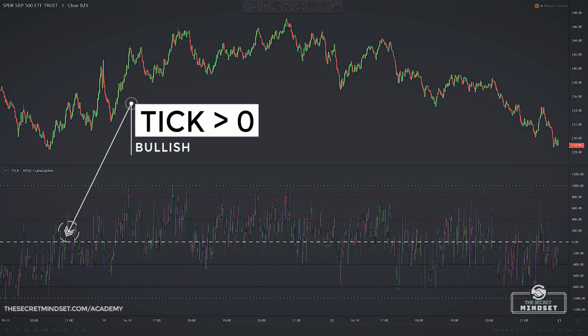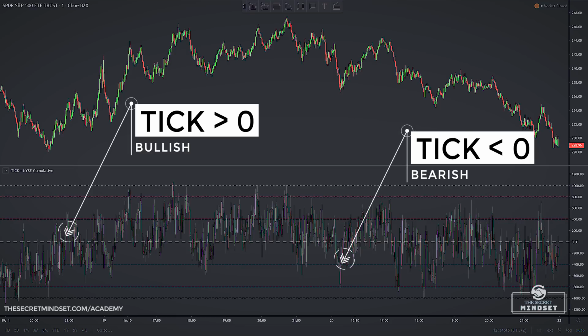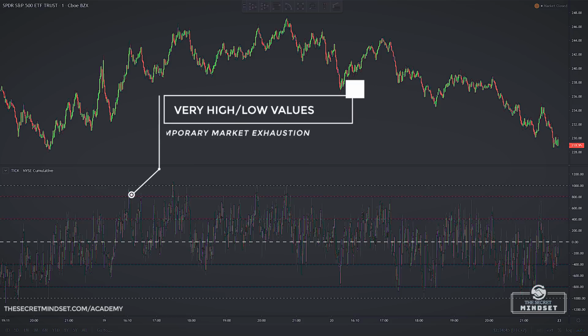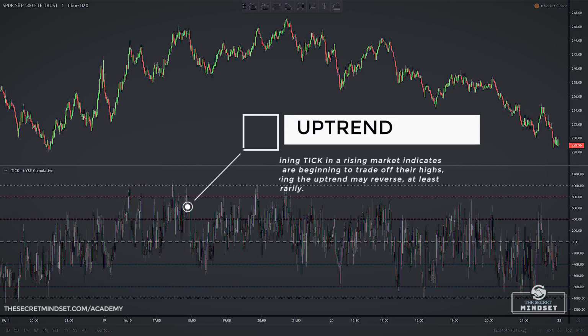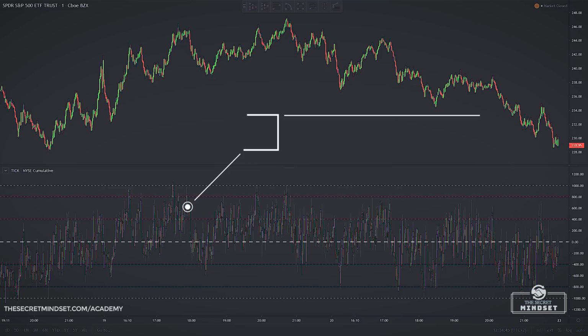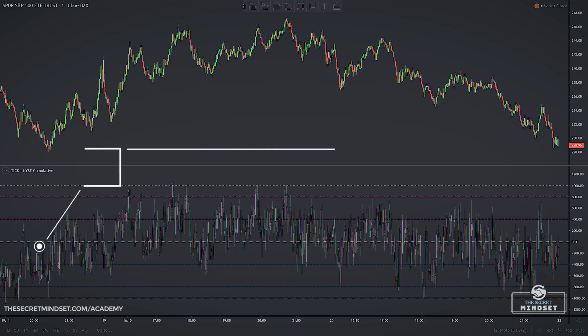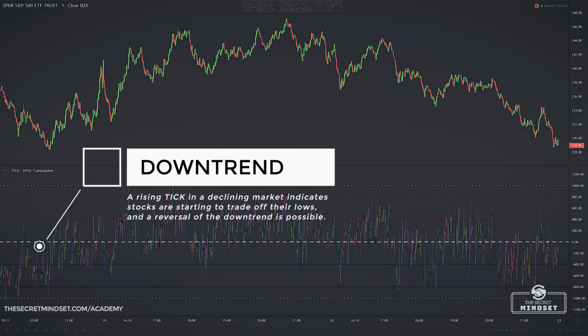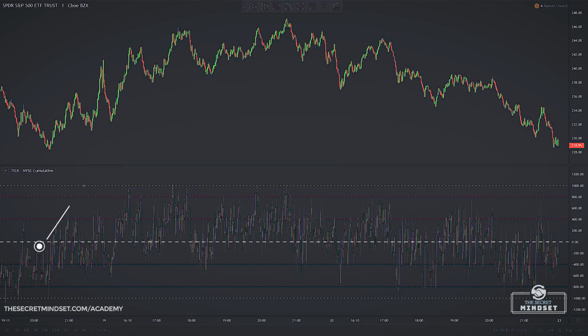Positive, rising tick readings are a bullish signal. The opposite is true for a negative, declining tick. However, very high or low tick readings often indicate temporary market exhaustion. A declining tick in a rising market indicates stocks are beginning to trade off their highs, signifying the uptrend may reverse, at least temporarily. Likewise, a rising tick in a declining market indicates stocks are starting to trade off their lows, and the reversal of the downtrend is possible.